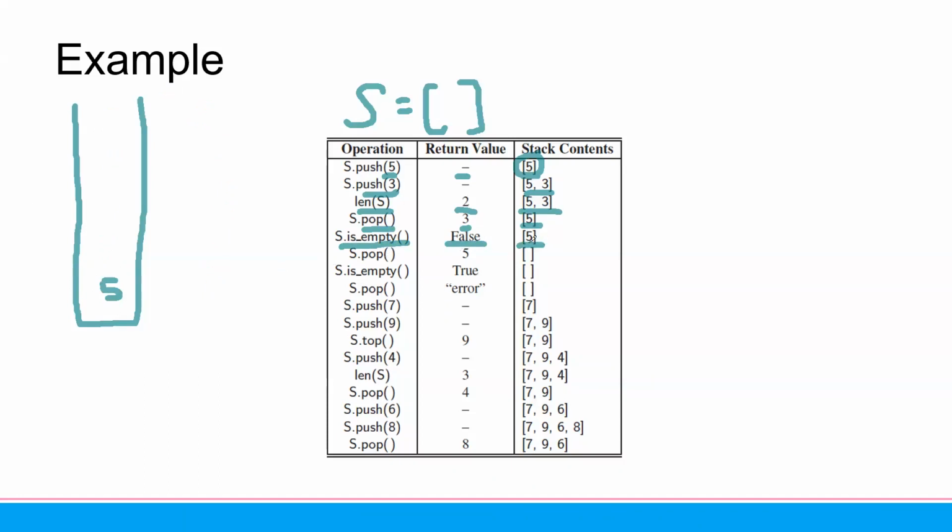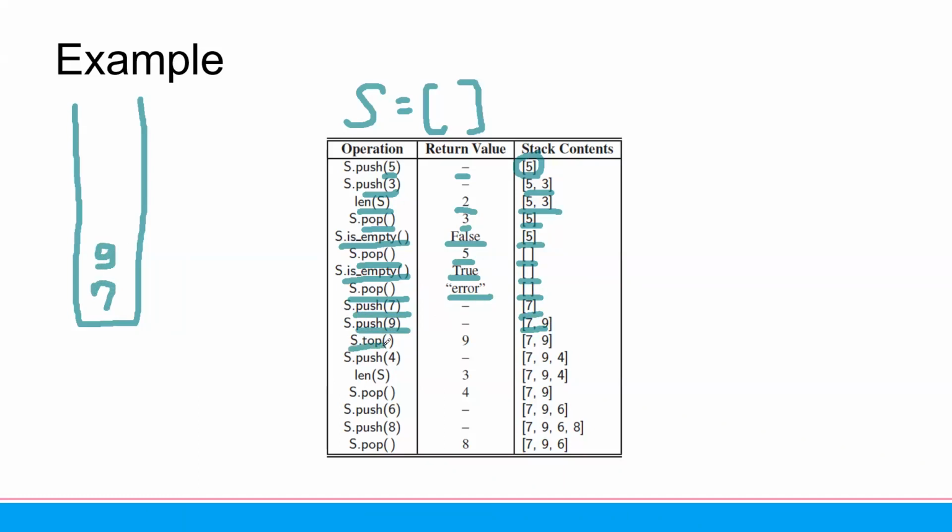I still have 5. If I do pop again, then the return value will be 5. So we will exclude this one from the stack, and it becomes empty. And then I would like to check S is empty. Yes, it is true, because now there is no element. If I do pop, what happened? It is an error. Why error? Because I do not have any element. Okay. If I push 7, then there will be a new element 7 in the stack.